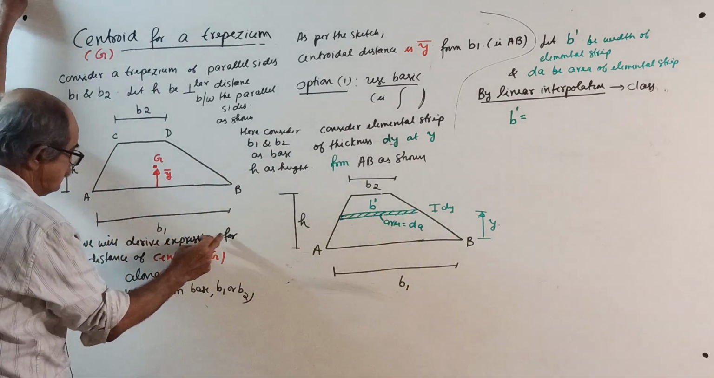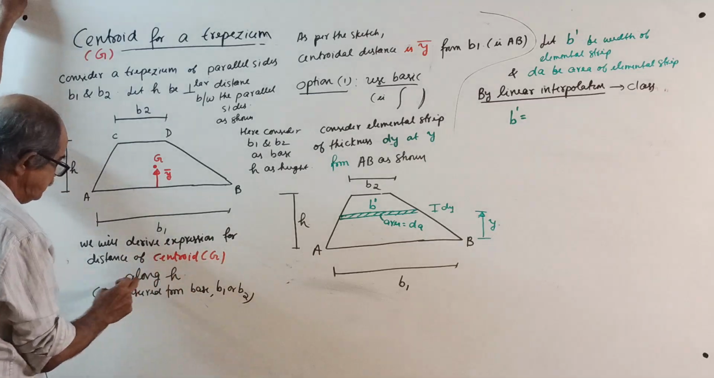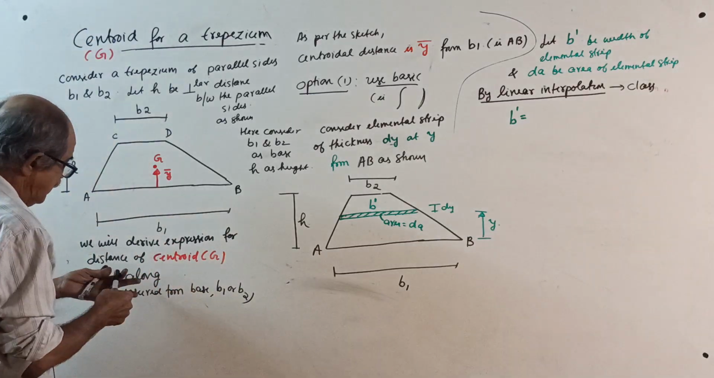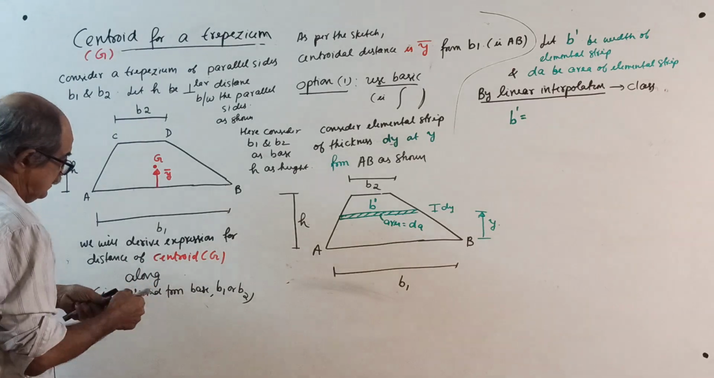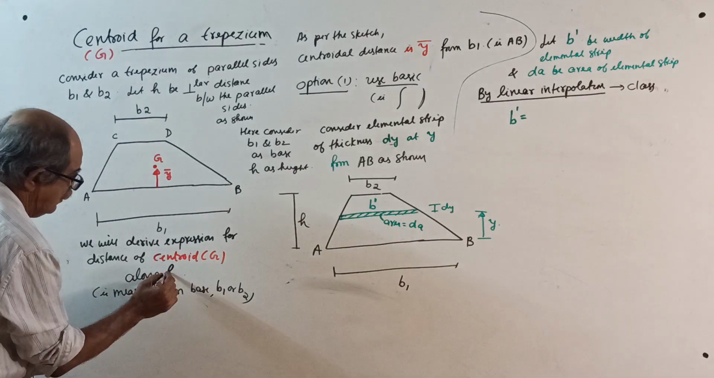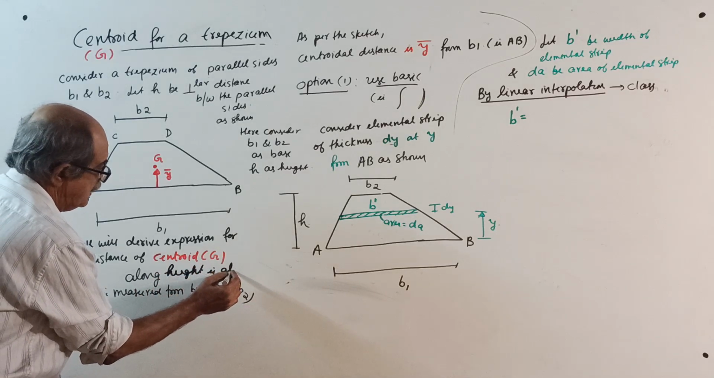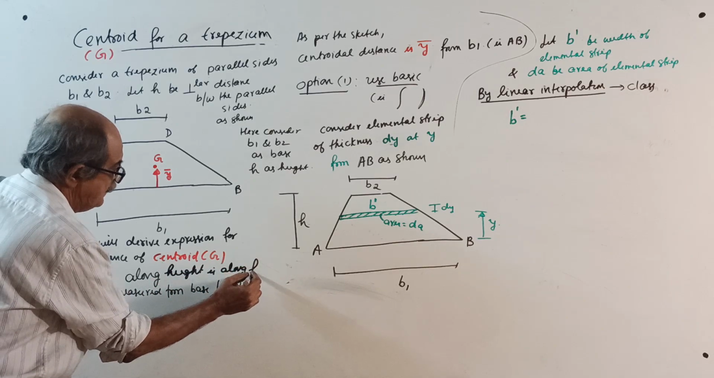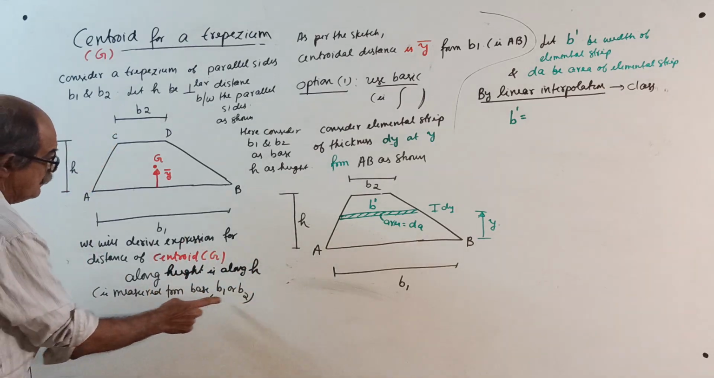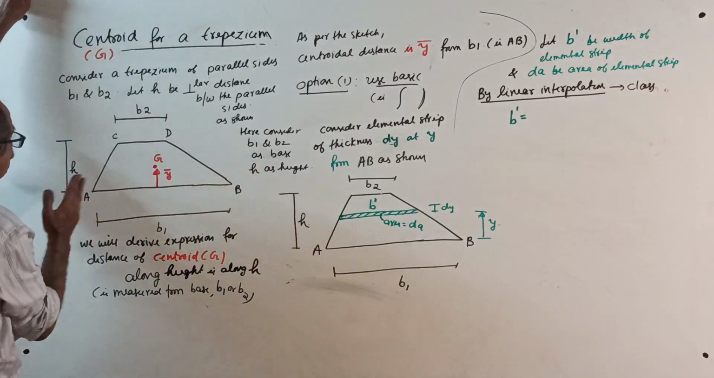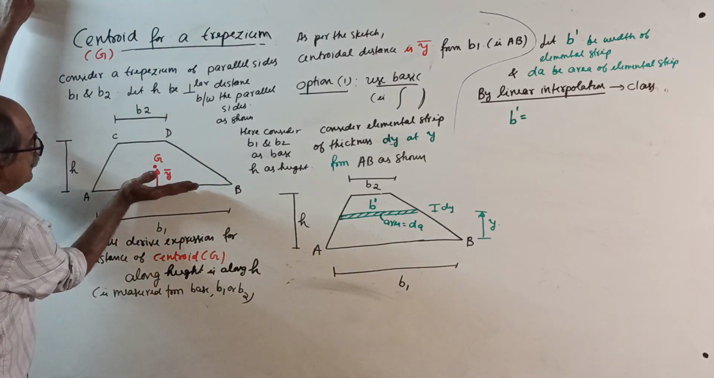We will derive the expression for the distance of centroid G, always along the height. I told you, the standard formula is always along the height, that is, along H, measured from the base. See, this way or this way, the height is here, and we will derive here.